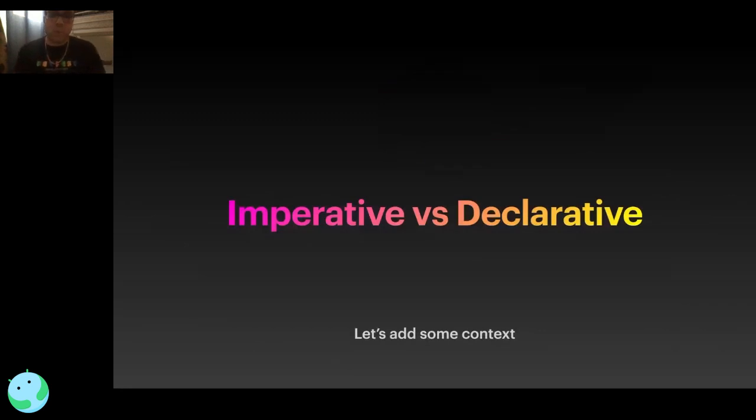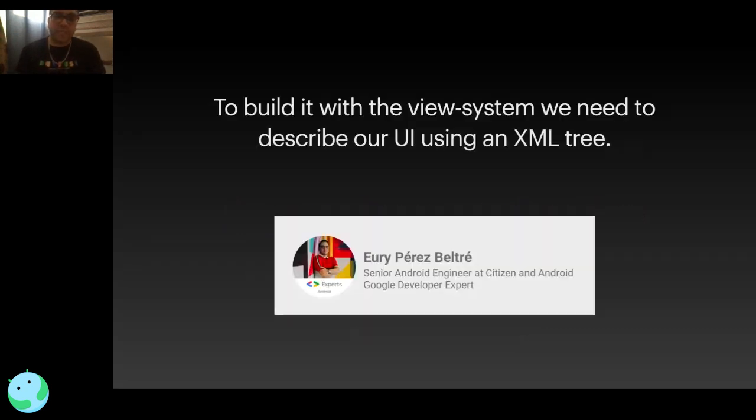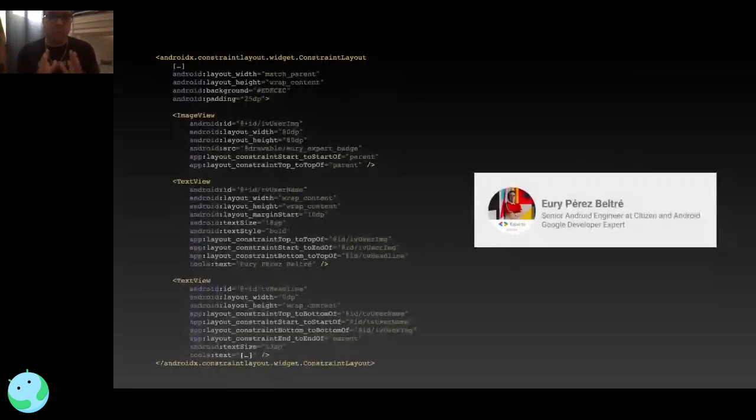We will be building this simple component. It looks like, I don't know, a signature on a blog or something like that. To build it with the View system, which is the original way of building UIs in Android using XML, we need to use an XML tree to define components and their placement. This is the whole code. Don't panic. We'll go chunk by chunk.